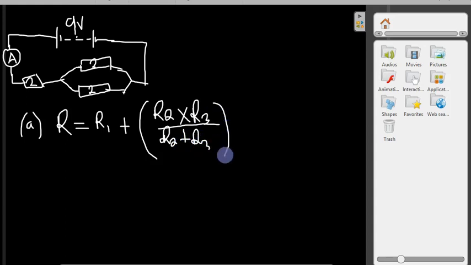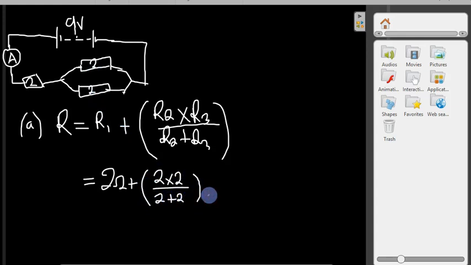So simply what we are doing here is, first of all, we find the total resistance for the two parallel resistors, then we add their total to this one. So R1 is 2 ohms, so this is equal to 2 ohms plus, now for those two you find their total: 2 multiplied by 2, because they are equal, over 2 plus 2, and this is ohms.